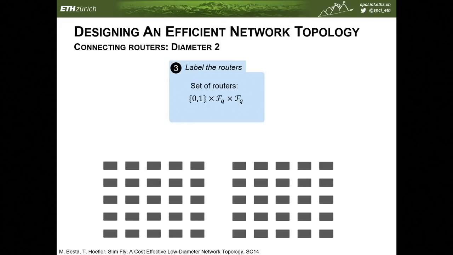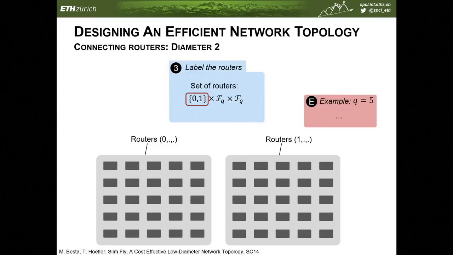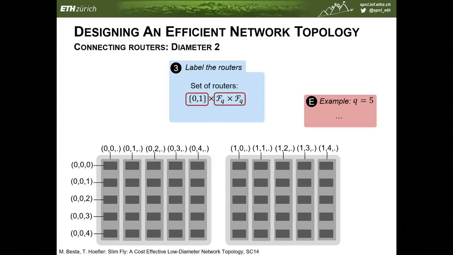Okay, cool. Now let's look at how we can label these routers. We will need this later. So now we have these 50 routers here, and we can arrange them in a very simple labeling space. For the q equals 5 example, we can name the left graph 0 and the right graph 1. Then we introduce this finite field sub q times finite field sub q, so we name those 5 by 5. It's a very simple three-dimensional naming scheme. Is there a question? Oh, no, good. So that's an extremely simple scheme that we will get back to later.